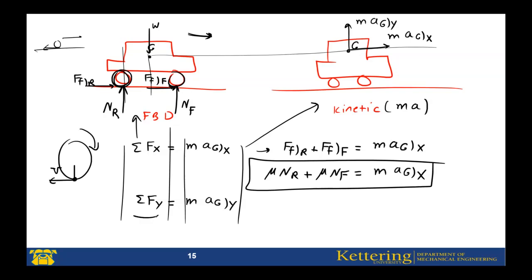Next one. Along the y direction, normal force of the front plus normal force of the rear minus weight equals, if this car is moving along the x direction only, how much is the acceleration of the center of mass along the y? Zero. Yes. This is equal to zero.